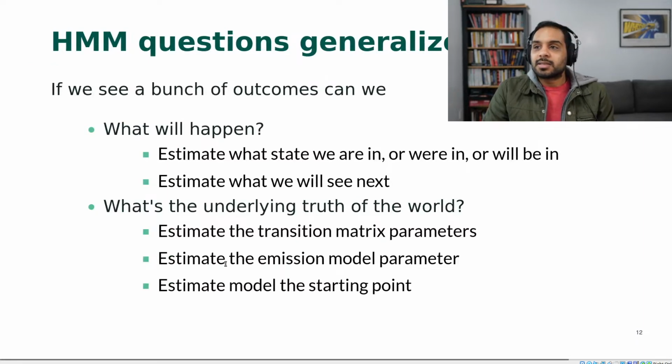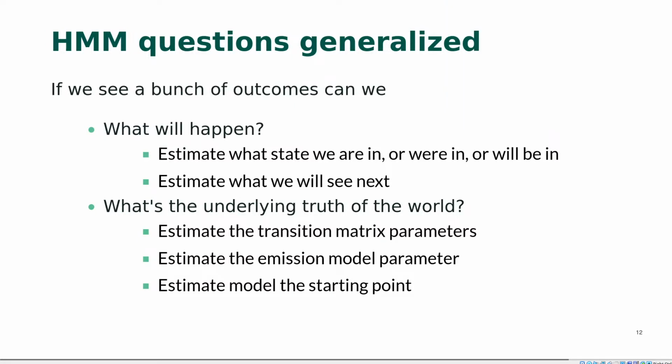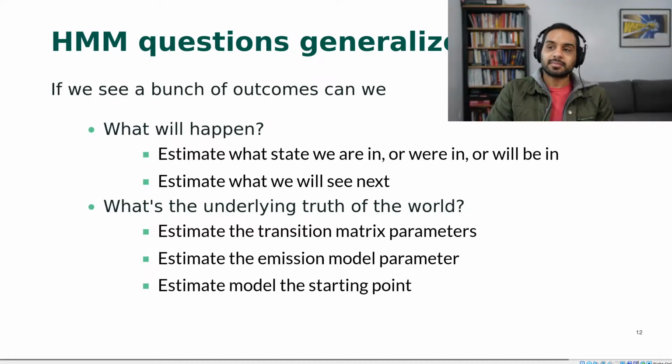So when I generalize these questions, if we see a bunch of outcomes, because that's all we can see is the outcomes, we can't see the state of the world, we can ask what will happen. We can estimate the state we're in, or what we'll be in. We can estimate what we'll see next, or we can estimate the underlying truth of the world.